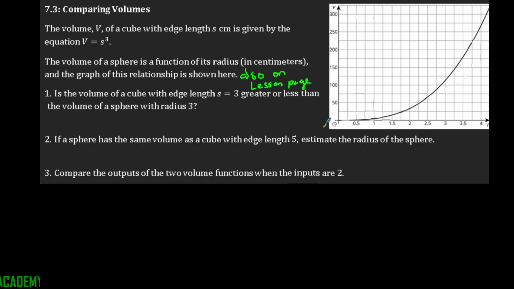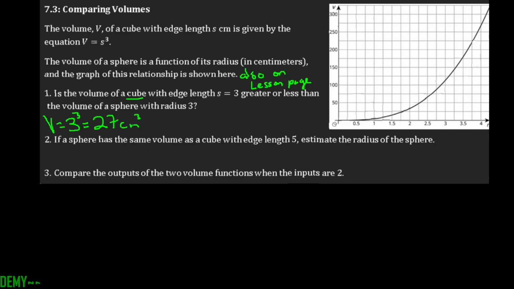And so for the first part, it says, is the volume of a cube with edge length s equals 3 greater than or less than the volume of a sphere with radius 3? So for our volume, I can write it like this. For the first one, volume equals 3 to the third power. And again, be careful, it's not 3 times 3. It has to be multiplied out. So 3 times 3 times 3. So this is going to be 27 centimeters cubed. That's going to be the volume of the cube.